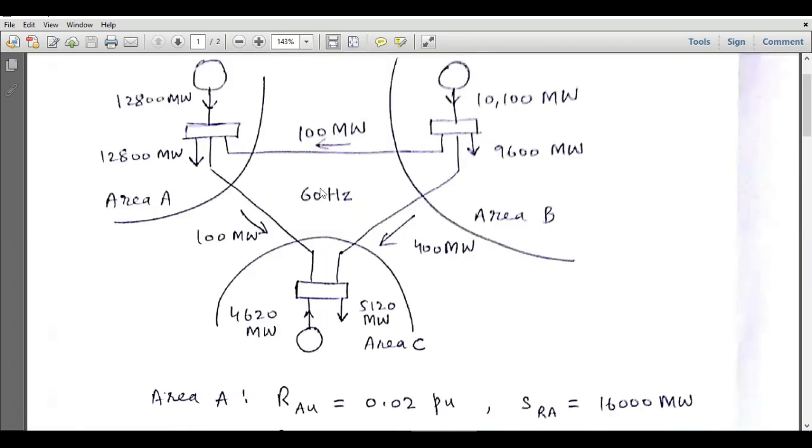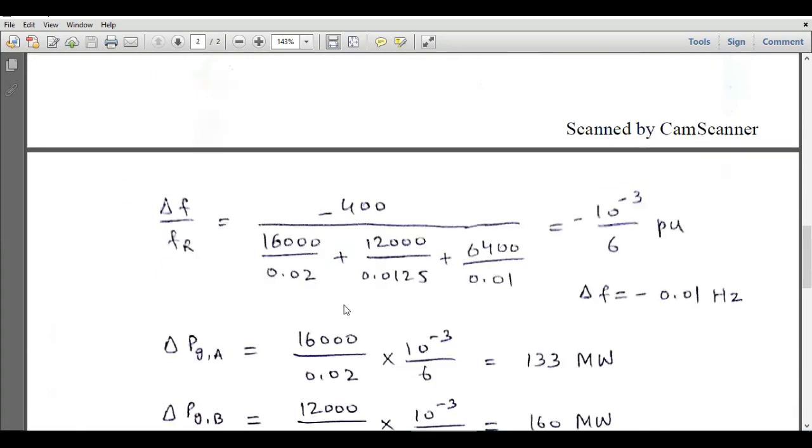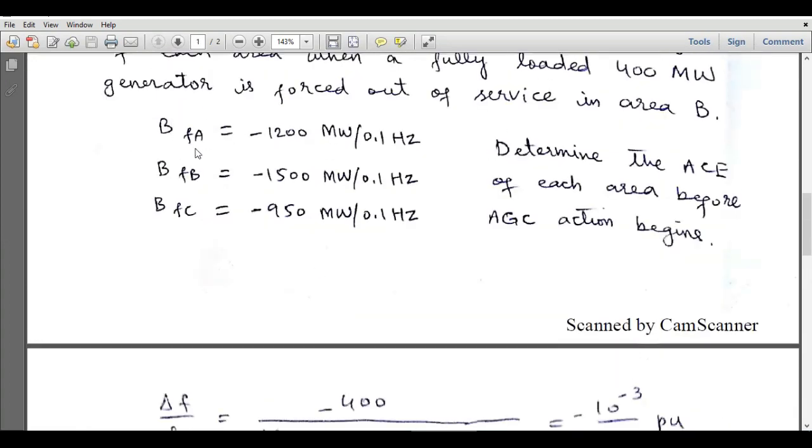Okay, so it means the frequency of the system should decrease, right? So even if the load changes, the overall system load increases, the frequency decreases. Or if the overall generation decreases, again the system frequency will decrease. So the effect of load increment or the generation reduction is the same. If the generation reduces, the frequency decreases, or if the load increases, the frequency reduces. Similarly, if the generation increases, the frequency increases, or when the load decreases, again the system frequency will increase. So in both cases, the system frequency will decrease, and we are given these values of BFA, BFB, and BFC for all the three areas.